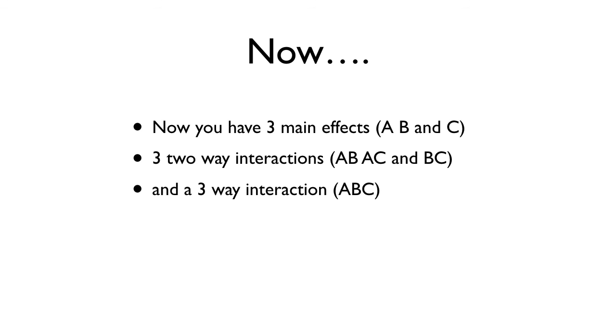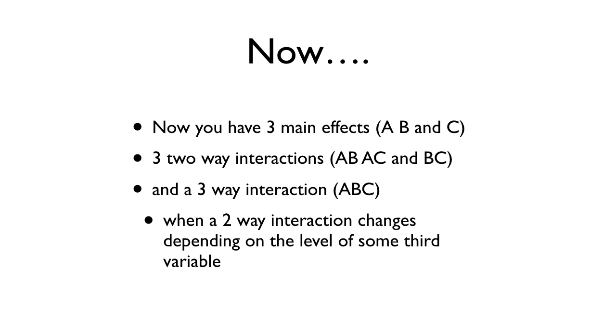I'm not going to go into expected values for these things because we'll be here for the end of forever. A 3-way interaction is when the 2-way interactions change depending upon some third variable. Okay? So it's when the 2-way interactions change depending upon some third variable. So you get something like this.